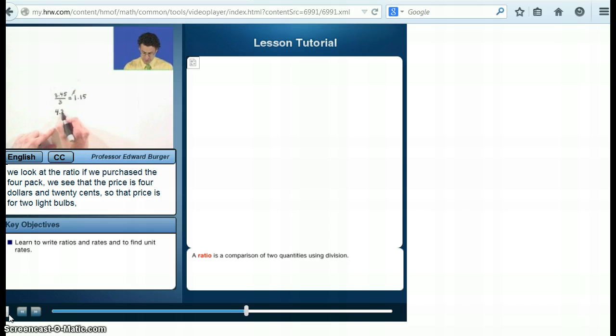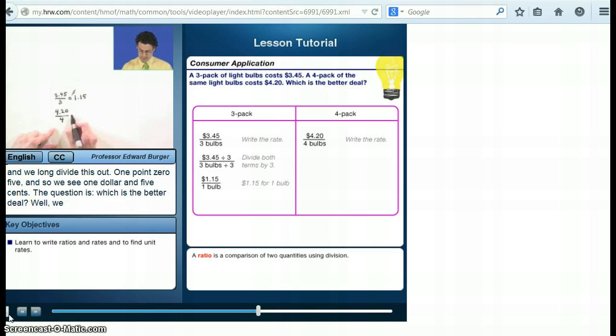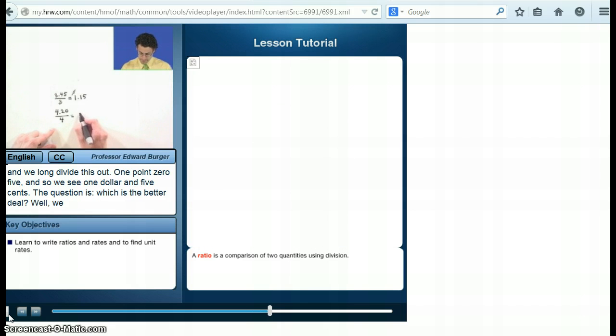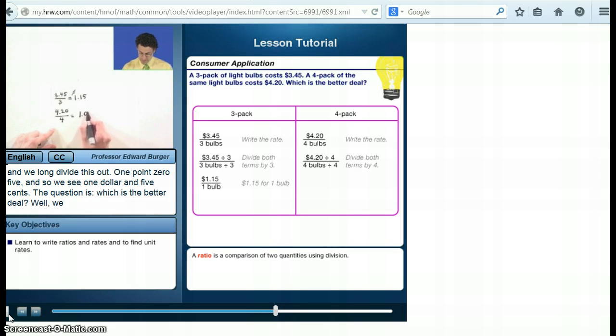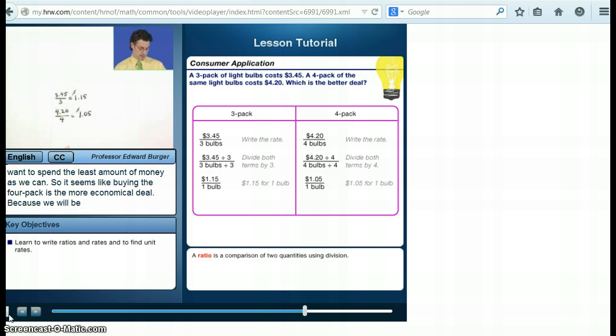If we look at the ratio, if we purchase the 4-pack, we see that the price is $4.20, so that price is to 4 light bulbs. And if we actually long divide this out, we see 1.05. And so we see $1.05. And so the question is, which is the better deal? Well, we want to spend the least amount of money as we can, and so it seems like buying the 4-pack actually is the more economical deal because we'll be saving a little bit of money per bulb.